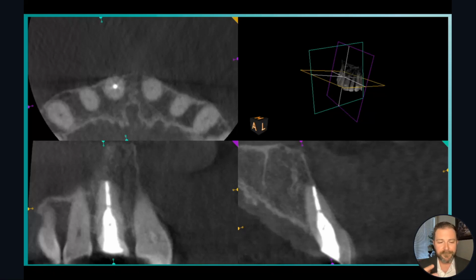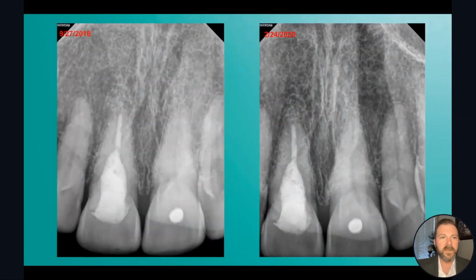So we arrested the resorption, allowed the body to heal naturally, got soft tissue reattachment. Now we have normal 3 millimeter probing depths on the palate. And so here's from 2018 to 2020 on a 2-year recall. She still has the tooth.